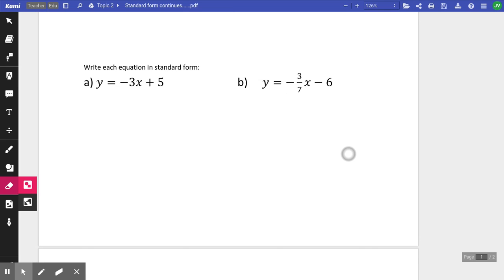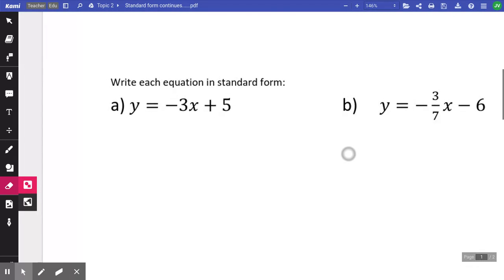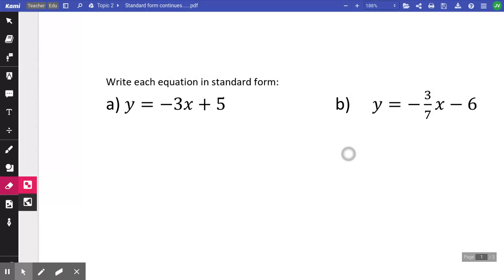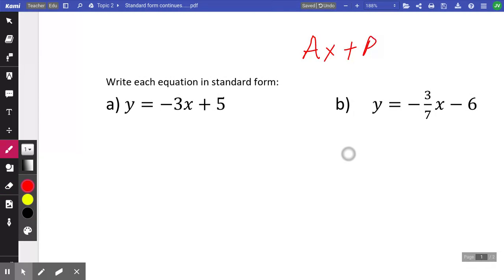In this video, we are going to write equations in standard form. In these examples, the equations are given in slope-intercept form, y equals mx plus b. We will turn these into standard form, which is ax plus by equals c. A, b, and c will be integers. A should be a positive integer.